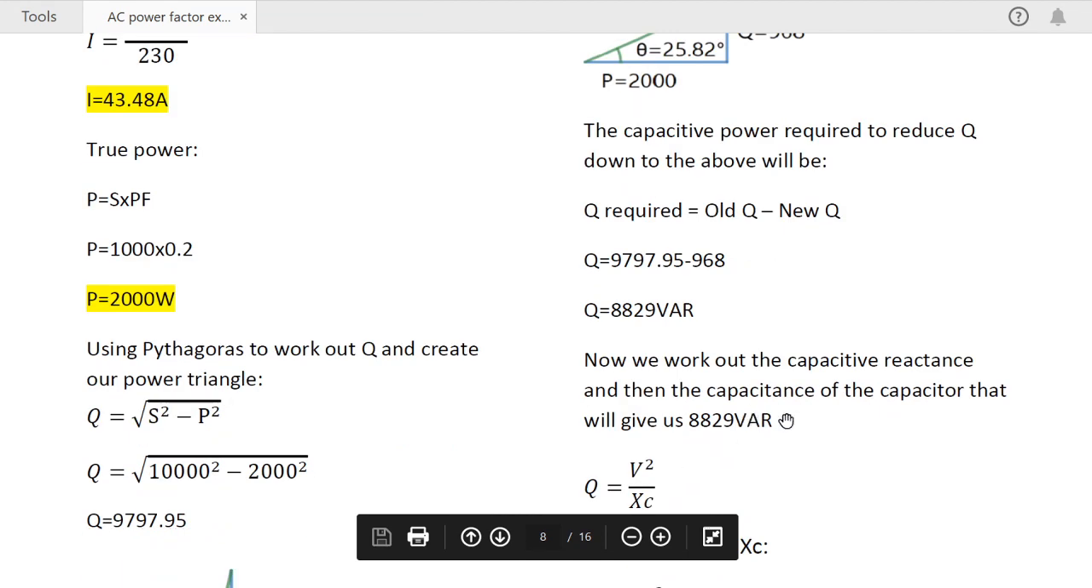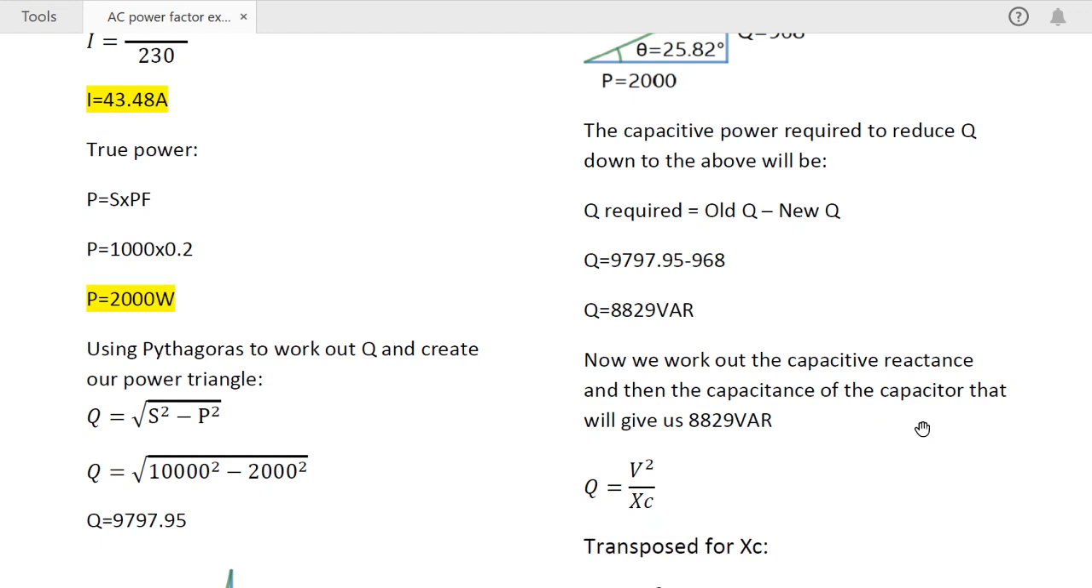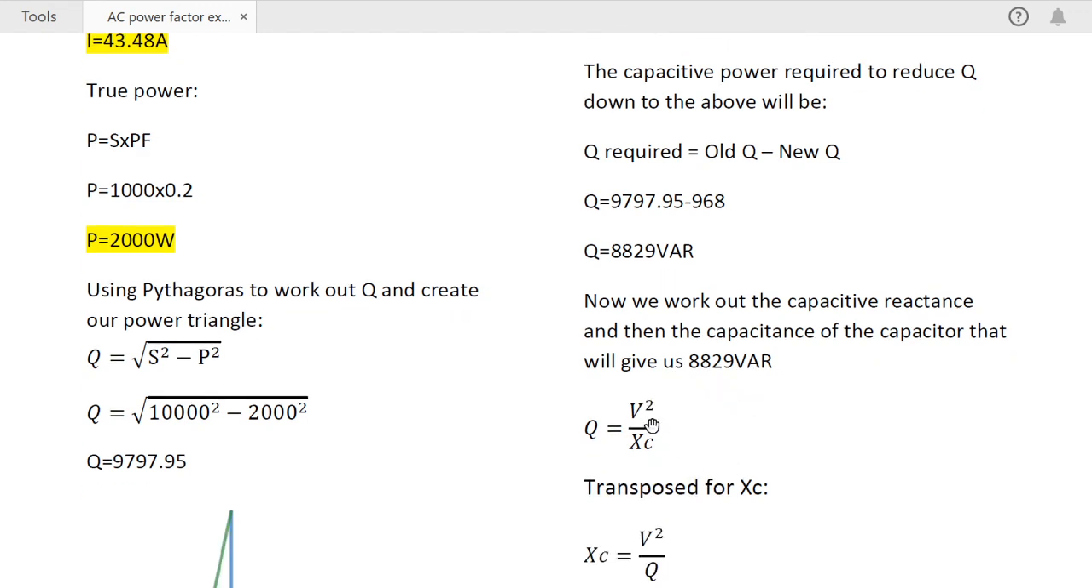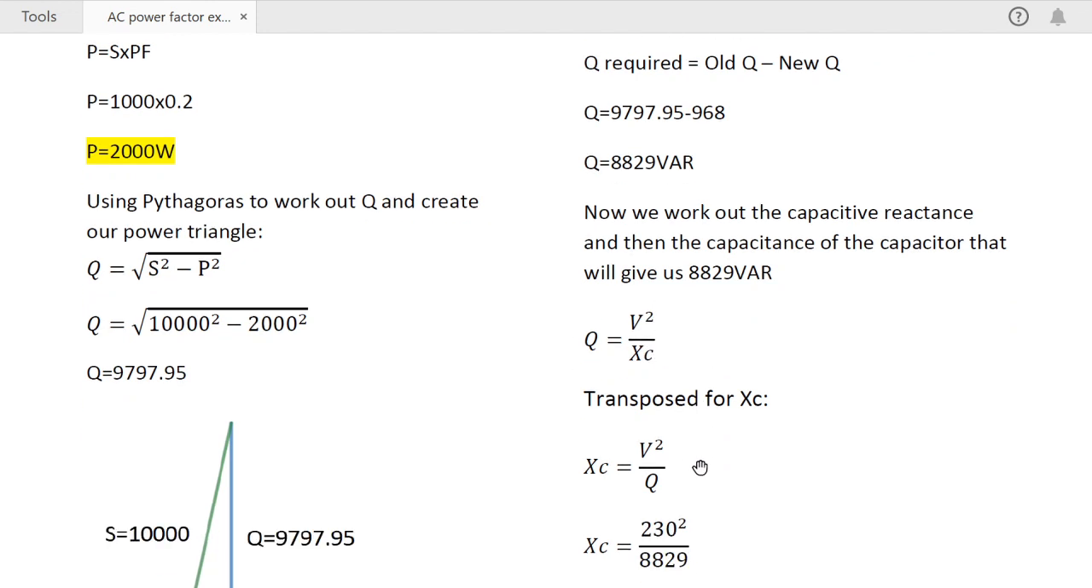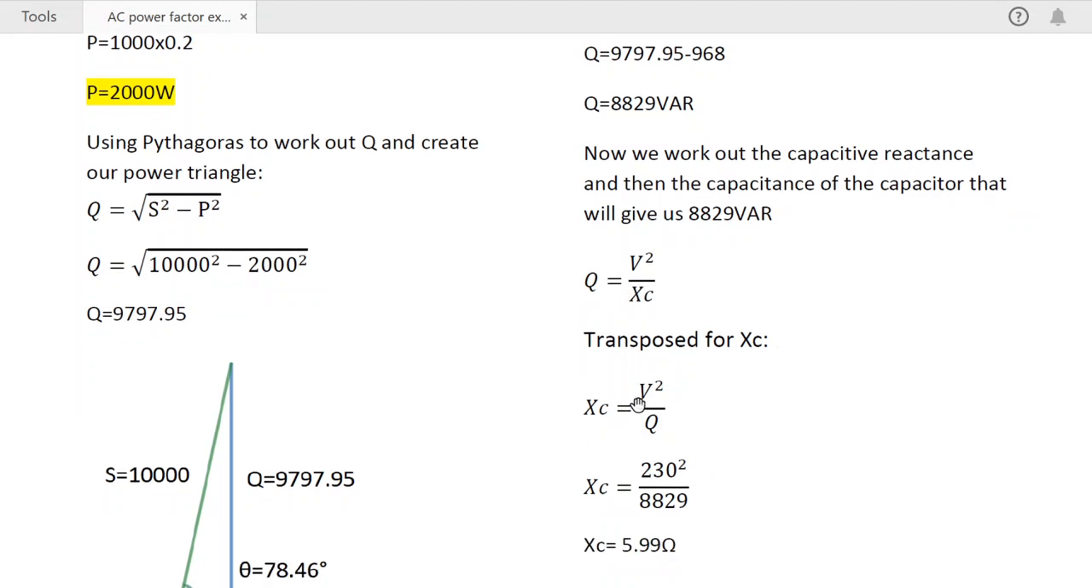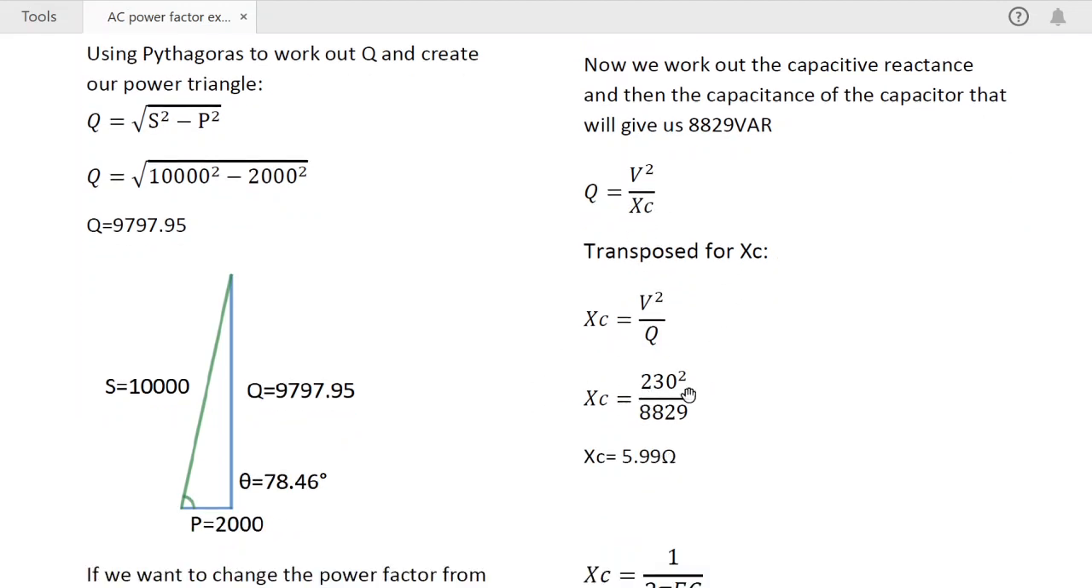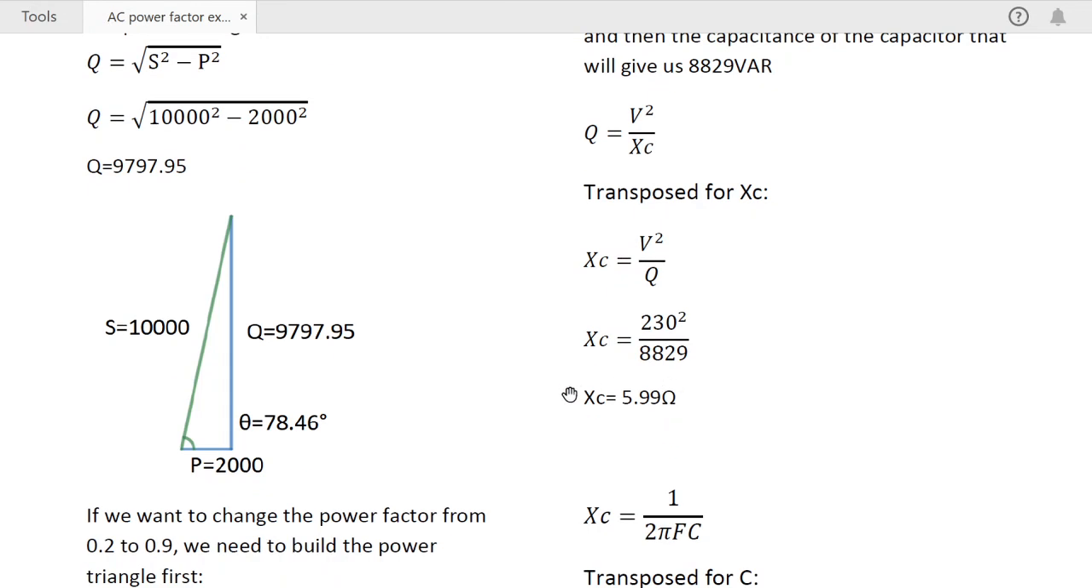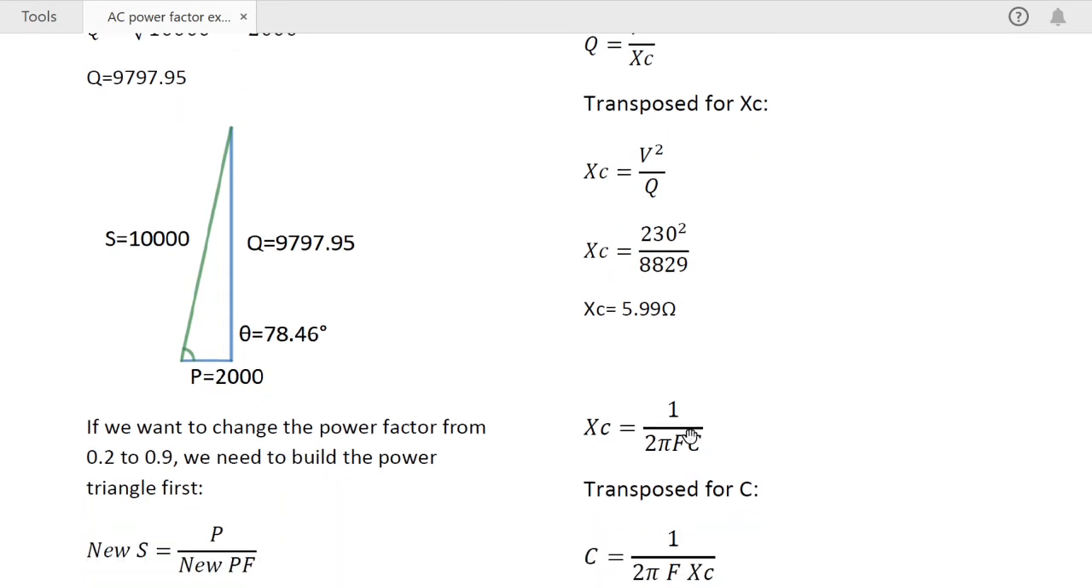Now we work out the capacitive reactance and then the capacitance of that capacitor to give us a value of 8,829 VAR. So Q equals V squared over XC. So we're going to need to work out our XC. We've got our Q, we've got our V, we need to work out XC. So we transpose that formula: XC equals V squared over Q. 230 squared over 8,829. Remember that's our Q value of the capacitor that we're going to put in. Gives us a value of 5.99 ohms.